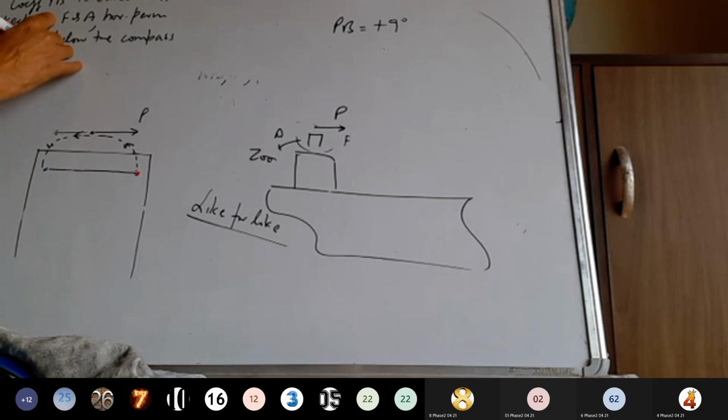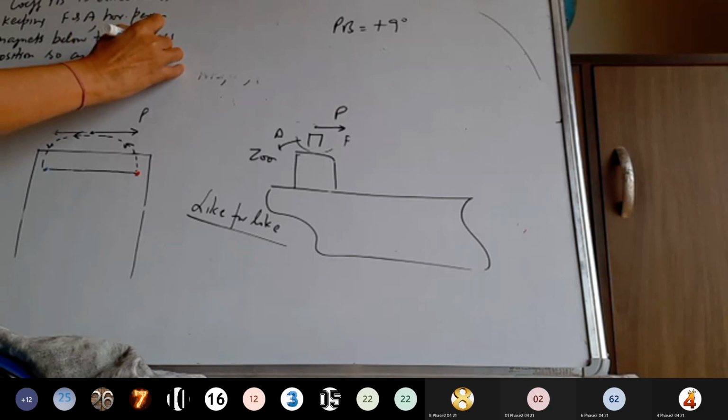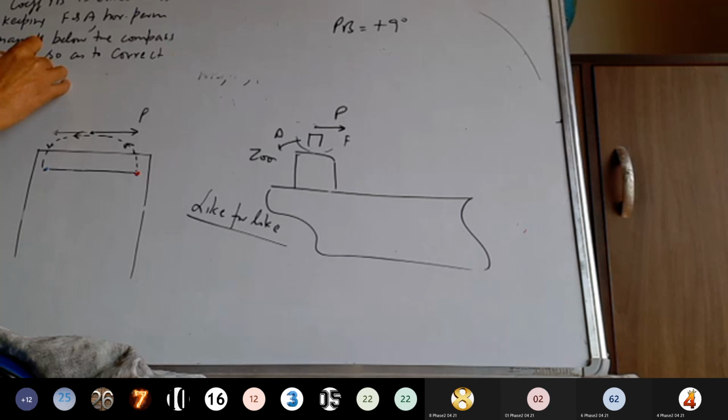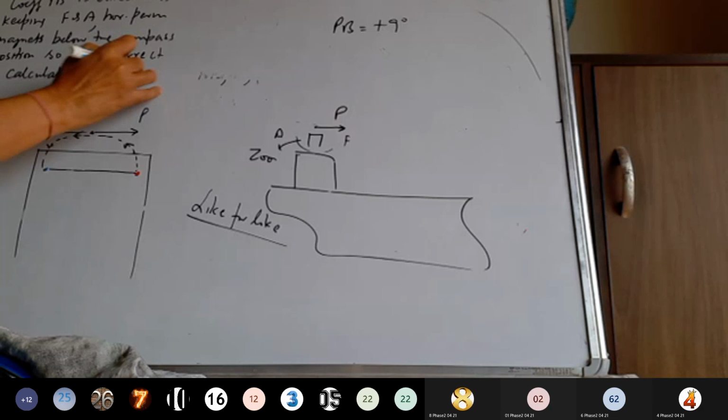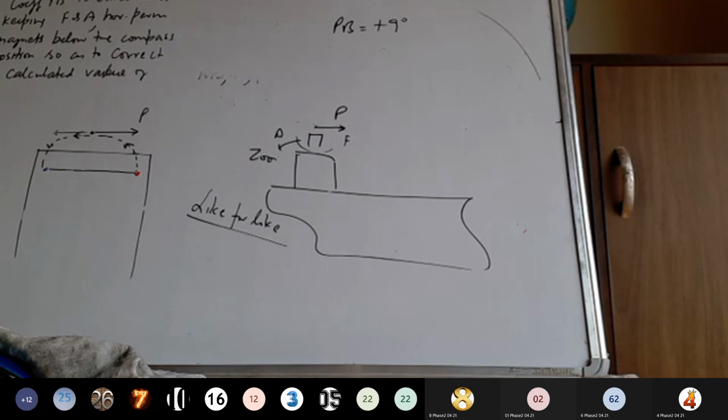Okay. So here we can complete this so as to correct the calculated value of B. What was our calculated value of B? Plus 9.